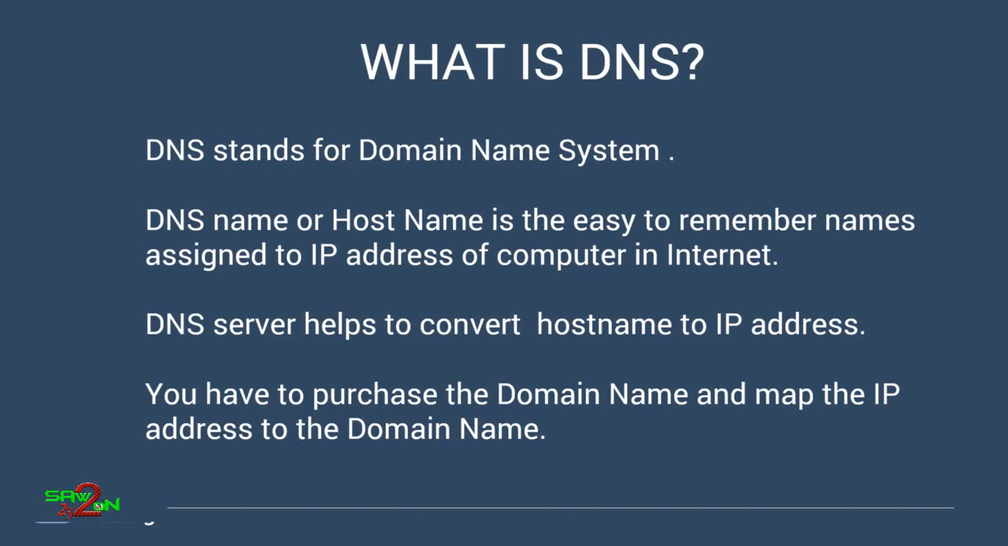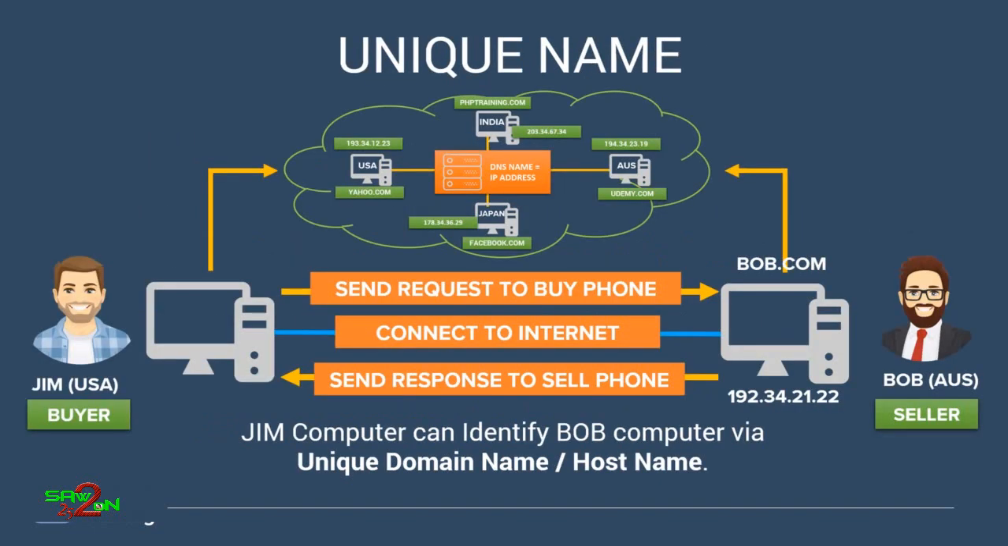So let's look at the problem that we have seen with Jim and Bob. So now Jim and Bob can identify themselves with the IP address, and also with the DNS.